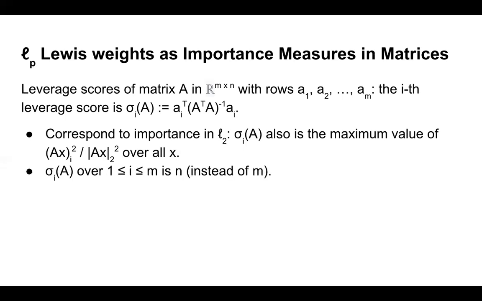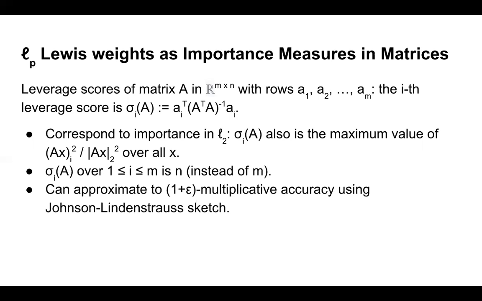The sum of the leverage scores is n instead of m, which is some intuition for where the n's in our runtimes come from. And finally, you can actually approximate them very efficiently with a couple linear system solves by using the Johnson-Lindenstrauss lemma.